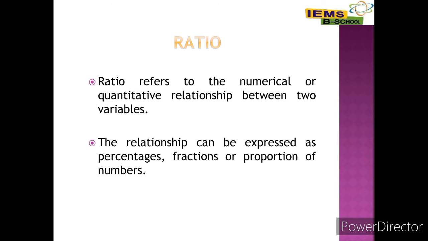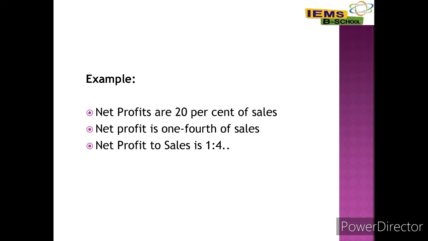The two variables can be net profits and sales, or it can be net profits and capital employed, or those two variables can be net profits and total assets. This relationship can be expressed as percentages, fractions, or proportion of numbers. Let us try to understand ratio with an example. Say net profits are 20% of sales.